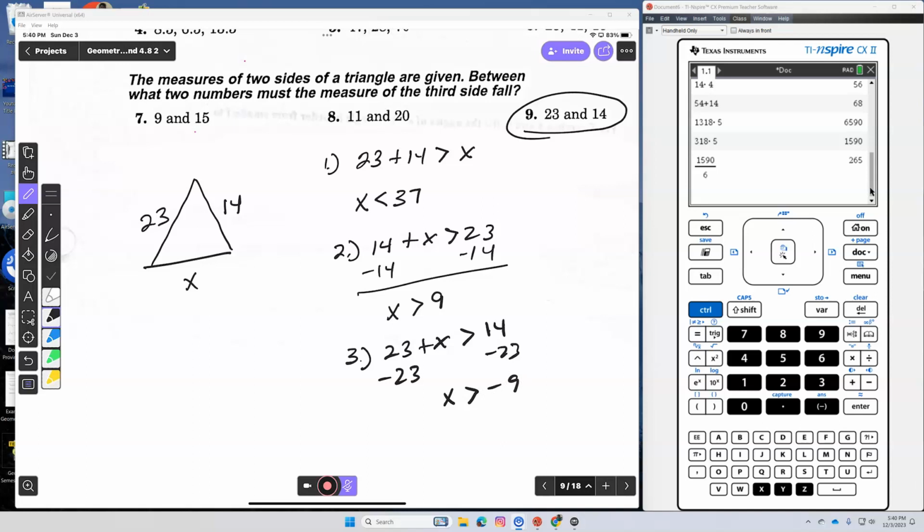It has to be greater than 0. So your range is going to have to be greater than 9 and less than 37. So your range of possibilities is less than 37, but yet greater than 9.